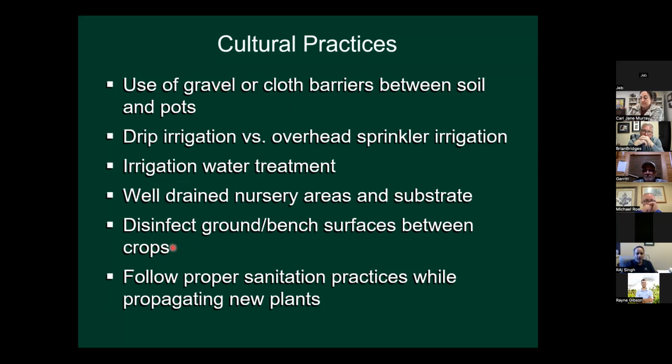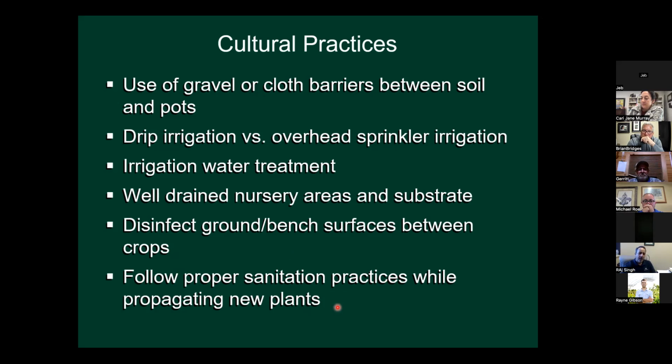Once the crop is finished, in the time between, use that time to disinfect that ground, okay, especially when you have benches or bench spaces, because again, the pathogen can stay on those contaminated surfaces. Cleaning that with any kind of disinfectant will help you reduce infection that will carry to your next crop.